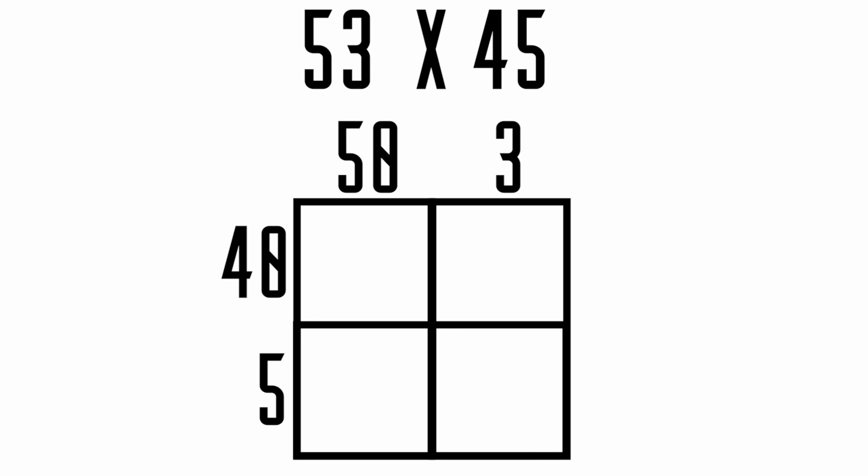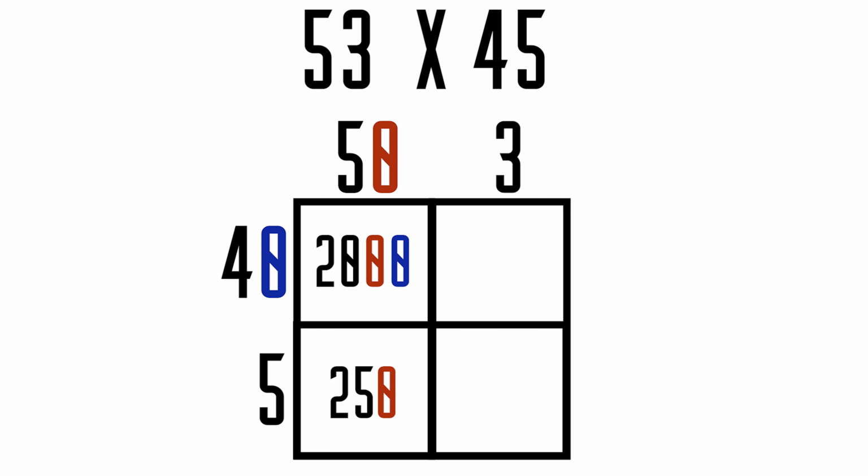We will start with 50 multiplied by 40, which we could see as 5 multiplied by 4, which is 20, and then add the 0 from the 50 and the 0 from the 40. We will then multiply 50 by 5, which again we could see as 5 multiplied by 5, which is 25, and then add the 0 from the 50. Next, we multiply 3 by 40, which we could see as a 3 multiplied by 4, and then add the 0 from the 40. Lastly, we multiply the 3 by 5 to give us 15.